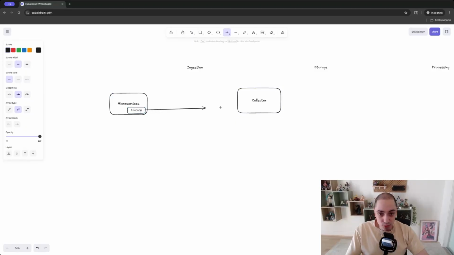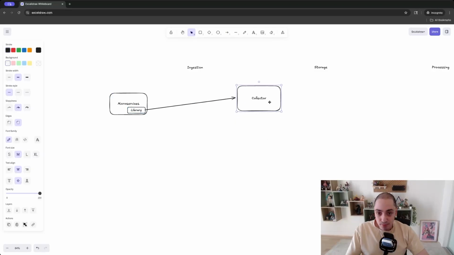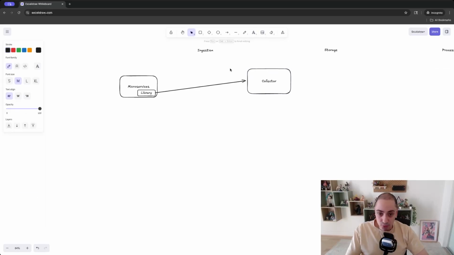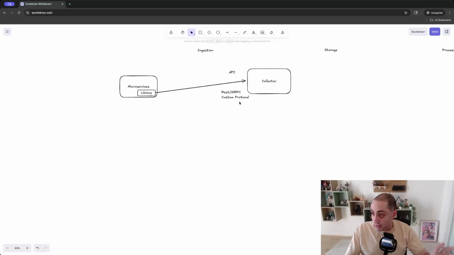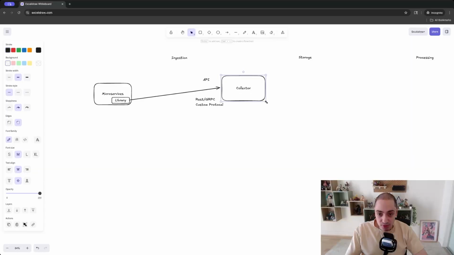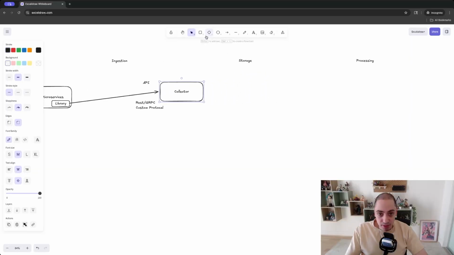So the library will go to a collector. This collector will be some form of API connection. It could be REST, it could be gRPC, it could be any form of connection like that. It could even be a custom protocol. But that connection will likely happen to an API of some sort, and then this API will deliver that data.